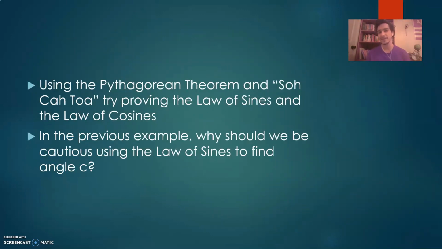But before I let you guys go, here's some practice questions to really test your understanding of the material that we covered. So for the first one, I want you guys to try proving the law of sines and the law of cosines using only the Pythagorean theorem and SOHCAHTOA. It's going to be a bit challenging, but I know you can do it. And then for the second one, in the previous example, why should we be cautious using the law of sines to find angle C? So if you need, rewind the video to take a look at that triangle, but as you do so, really keep in mind, what is it about that angle that might be a bit different?